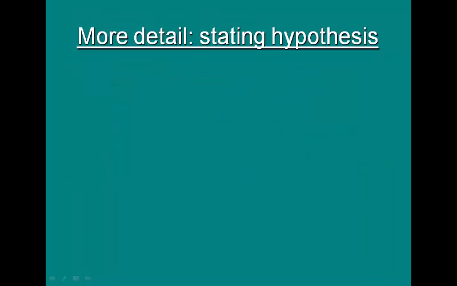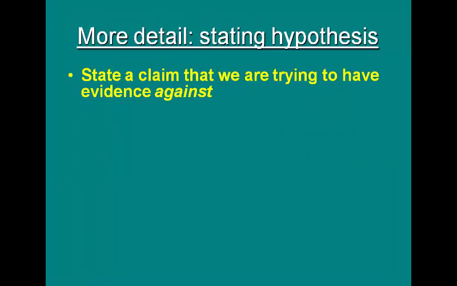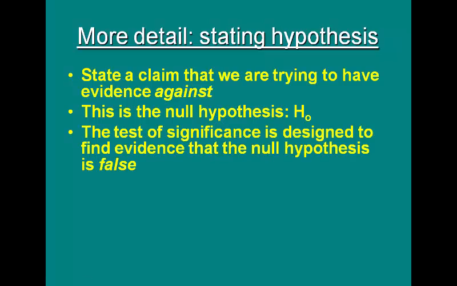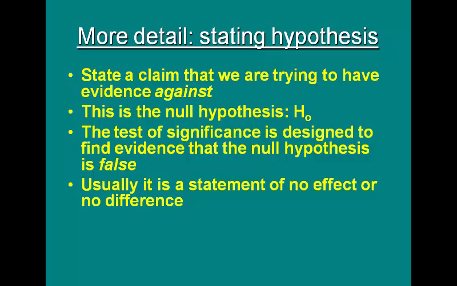Okay, so more details about stating hypotheses. State a claim that we're trying to have evidence against. So you've got some value and you think that perhaps it's either higher or lower, or you're not sure. And so we're just trying to find out what's the probability of getting some value that is higher or lower. The null hypothesis is the one that we are trying to gather evidence against. The test of significance is designed to find evidence that the null hypothesis is false. Well, we might find it false, but how strong is the evidence against it? We'll discuss that also. Usually it's a statement of no effect or no difference. That's how we state the null hypothesis.